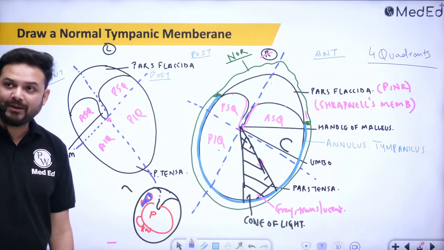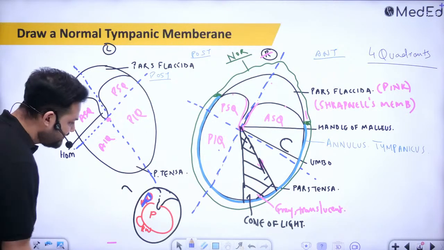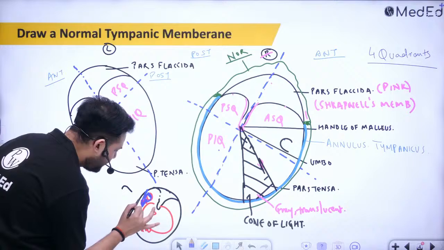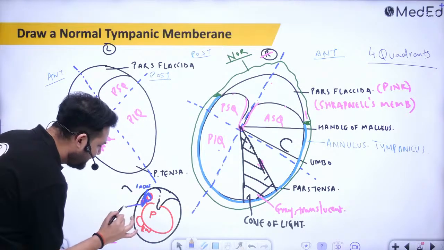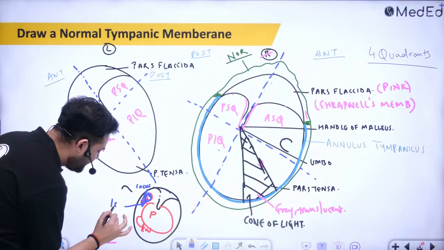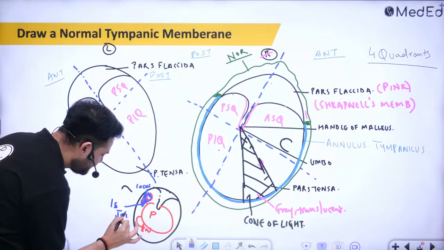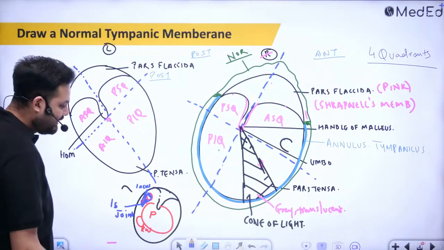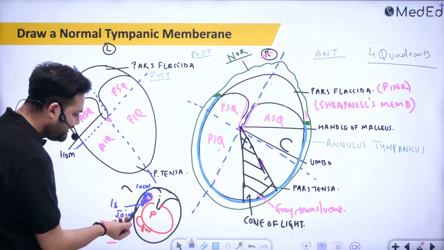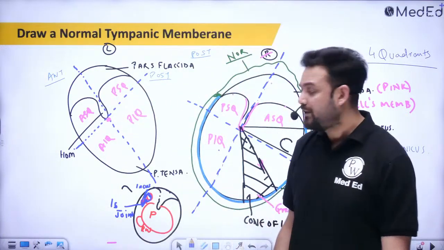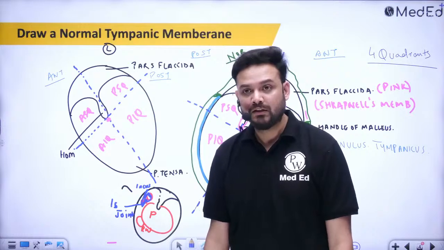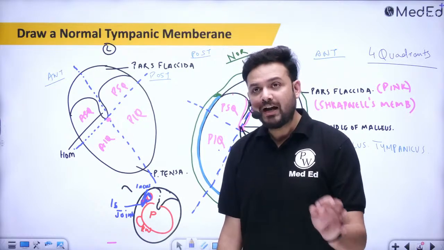Correct? And what is this stapes connected to? It is connected to my incus. So incus and stapes make a joint here, and this is called the incudostapedial joint. That means the incus is joined to my stapes, and that stapes is opening in the oval window, forming a joint which is called the incudostapedial joint.